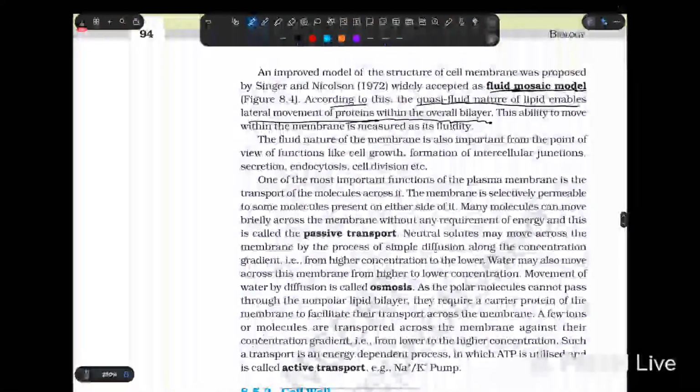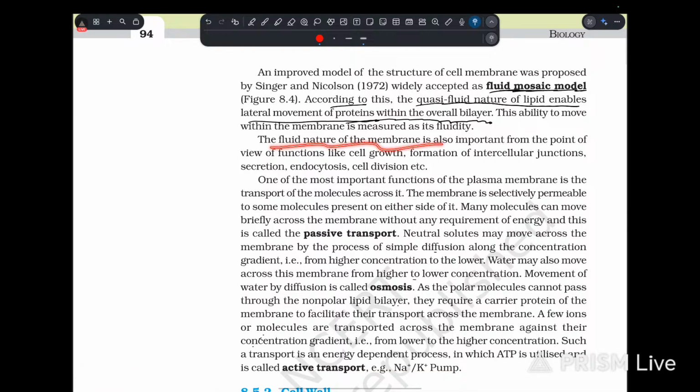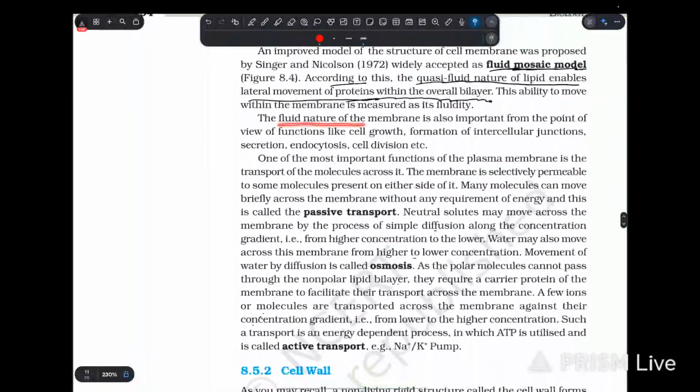Also, one important thing: the fluid nature of the membrane is important from the point of view of function, like cell growth, formation of intercellular junctions, secretions, endocytosis, and cell division. First of all, quasi-fluid nature means having a liquid nature. Not completely liquid, not completely solid, it has a semi-fluid nature. Having this nature helps a lot.